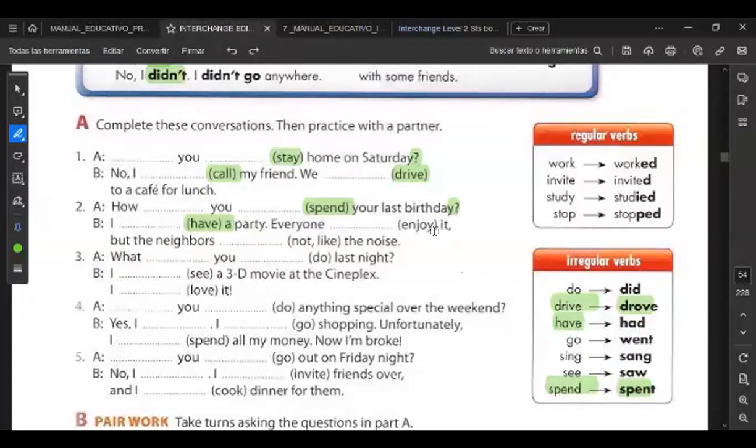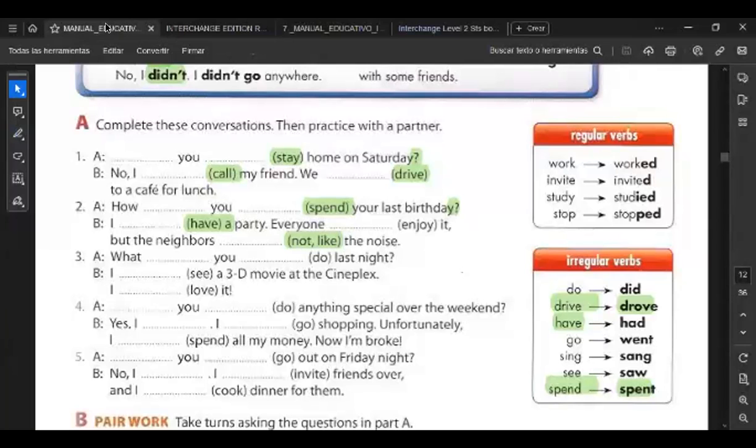Everyone enjoyed it. Este es regular, ¿verdad? Aquí está, enjoyed it. But the neighbors not like. ¿Cómo sería aquí la negativa? No le gustó el ruido. But the neighbors, ¿cómo lo ponemos en negativo en pasado? Didn't like. Didn't like the noise, right? But the neighbors didn't like the noise. But the neighbors didn't like the noise.